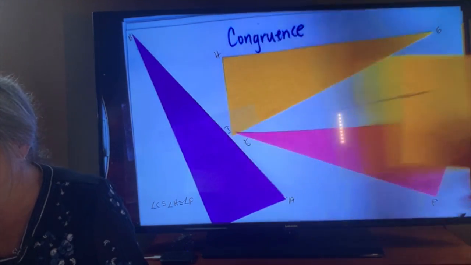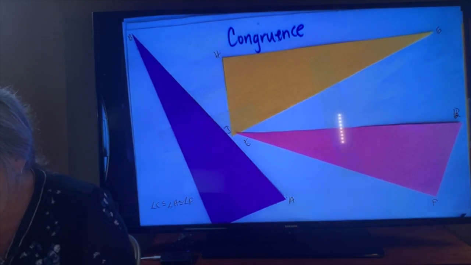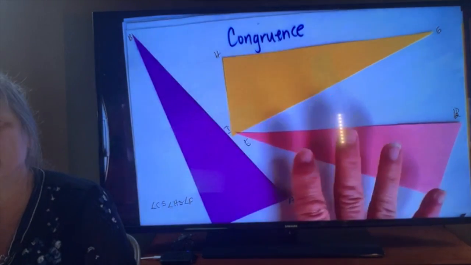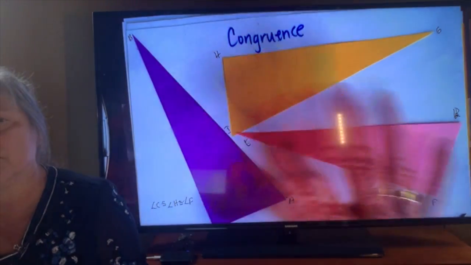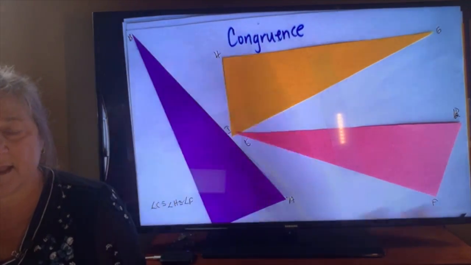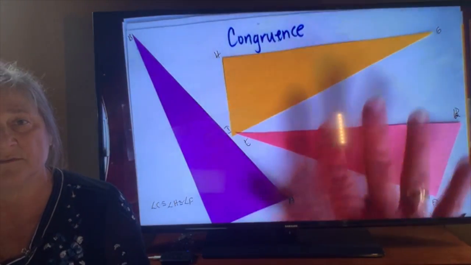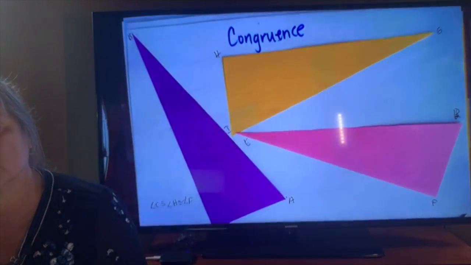Now I would have your child do it for the last angle as well. So we know that all the angles are exactly the same. Again, we knew that because we cut them out together. But you can prove that on here. Maybe you cut out the triangles and put them down in different orientations and ask your student to prove that all those angles are the same.